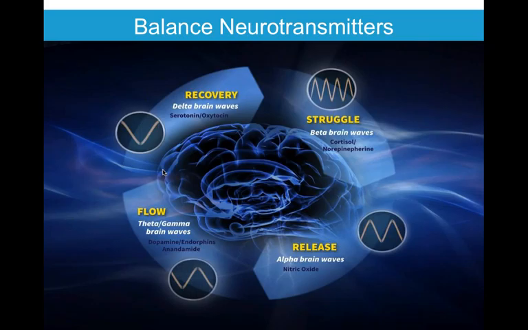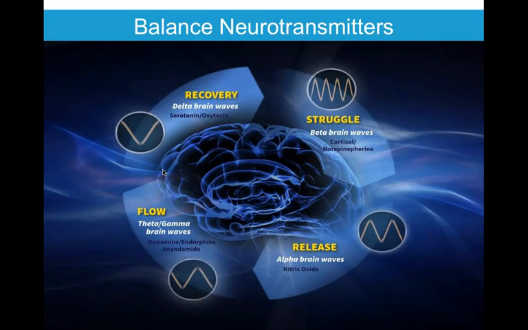So interestingly enough, when brain fog is showing up, your brain is going to have more beta waves showing up. It's going to be in struggle mode because it's not even processing anything. So the irony of how your brain works is, the more you can slow it down, the smarter you become, the more you can process, the better you're going to feel about life.